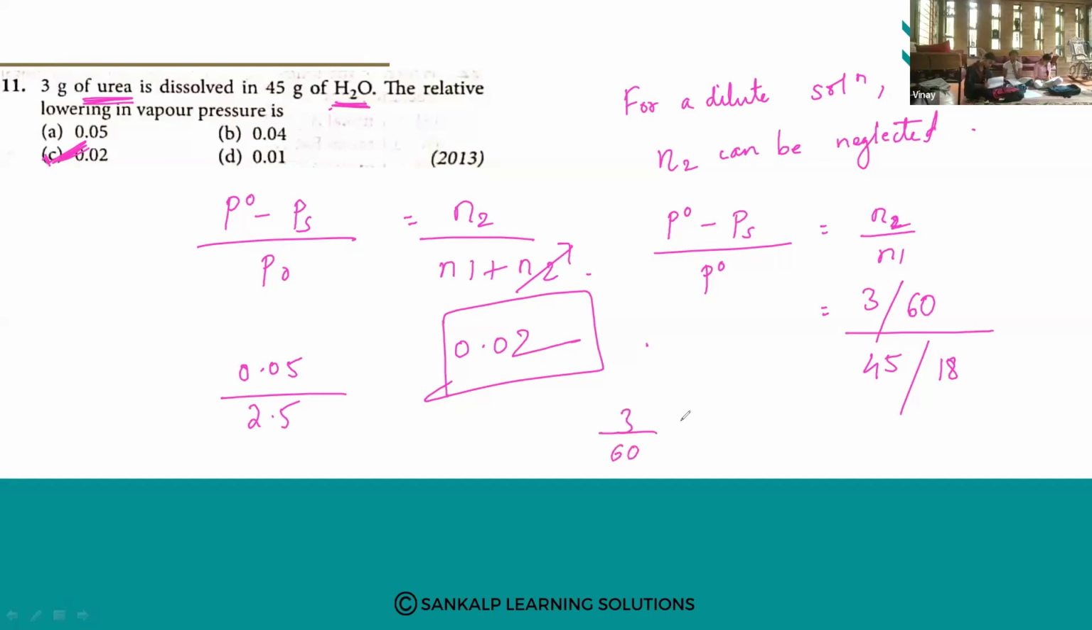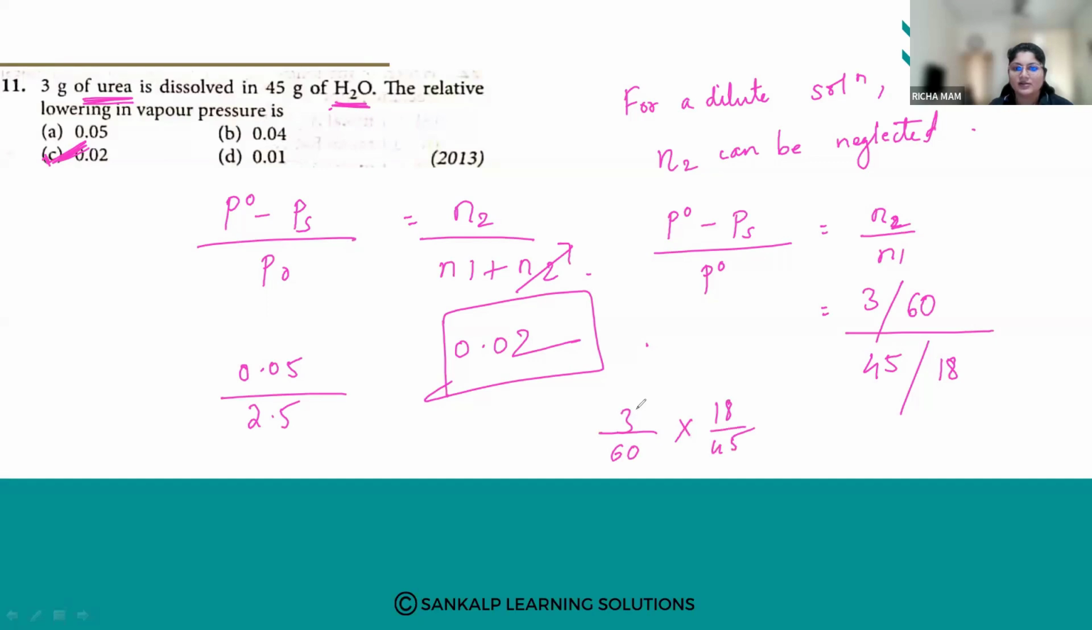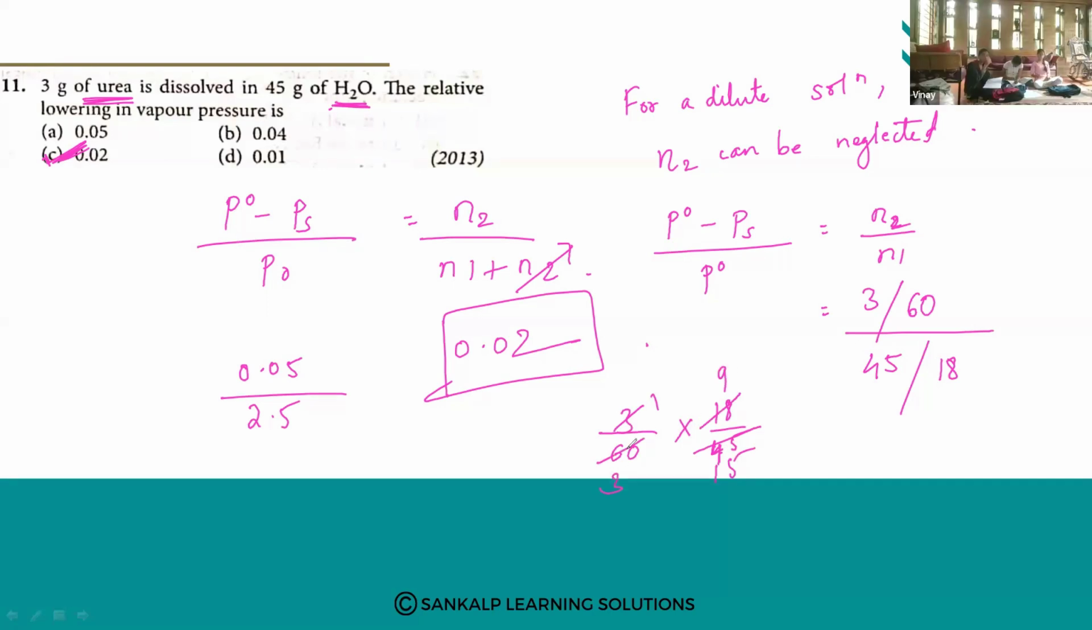3 by 60 into 18 by 45. First you simplify and then you multiply. 1 by 50 is coming. Yes, 0.02.